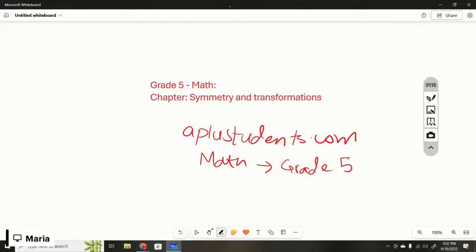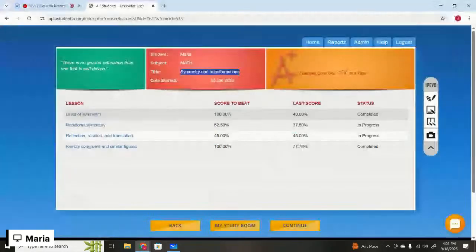There you can find a list of the chapters. We're going to start with the chapter Symmetry and Transformations. Please make sure you have your notebook and pencil so that you can note down the important examples and definitions as well.